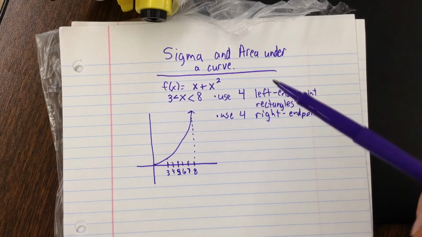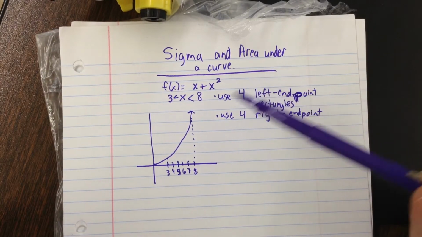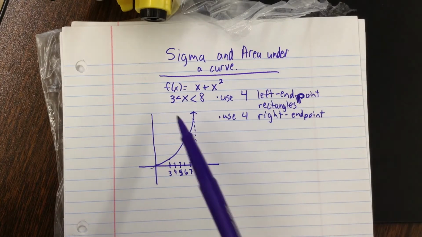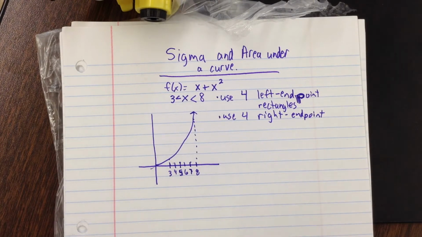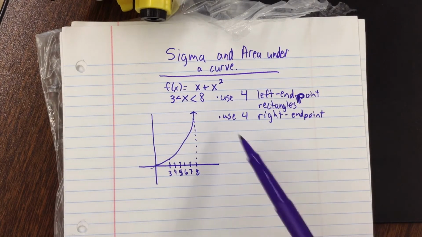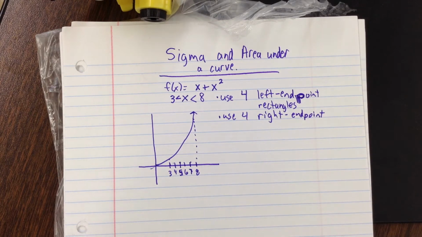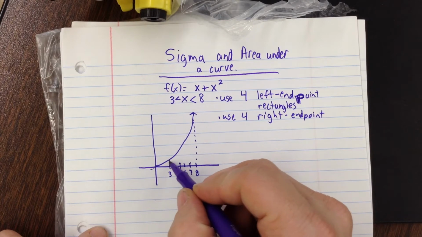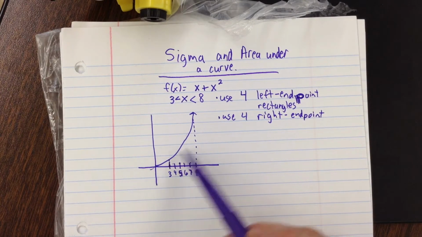So the problem I've given you today is f of x equals x plus x squared. That is the function we're looking at. We're looking on the interval from 3 to 8, and we're going to use 4 left endpoint rectangles and 4 right endpoint rectangles to do it. So here's how it's going to work. We are looking at basically the area from those 2 dotted lines, from here to here.